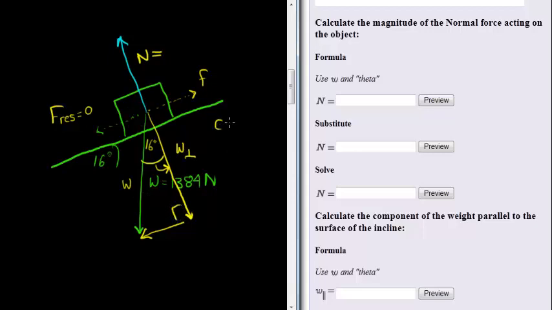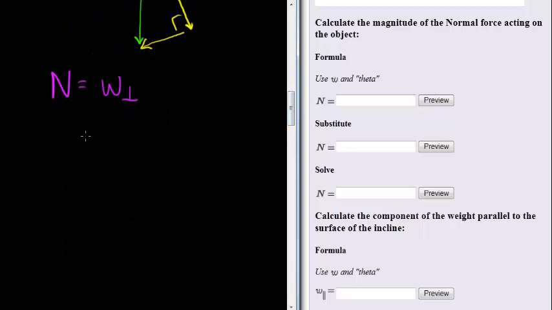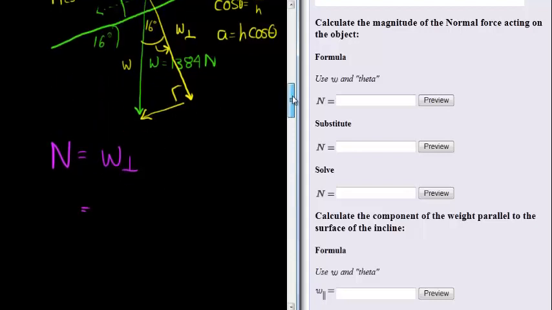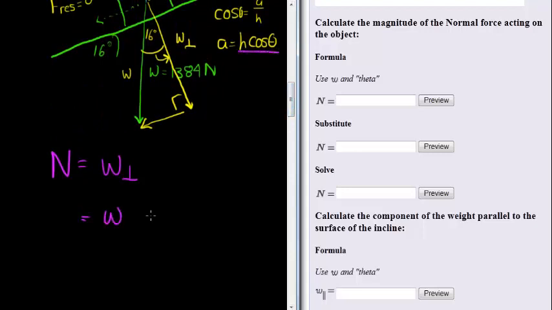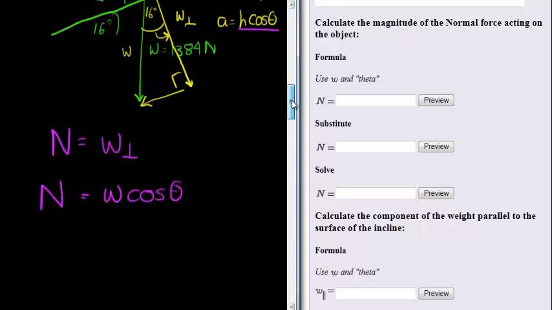And for adjacent, we know we use cos is equal to adjacent over hypotenuse, which means that adjacent is equal to hypotenuse times cos of theta, perfect. Okay, now with that in mind, we know then that the normal force, if we were just doing the magnitude, is equal to the magnitude of the weight perpendicular to the surface. If we were doing the normal force as a vector, we would have said negative, but we only want the magnitude. So the weight perpendicular to the surface, we see, is with that formula, the weight times cos of theta. So there is the formula for the magnitude of the normal force.